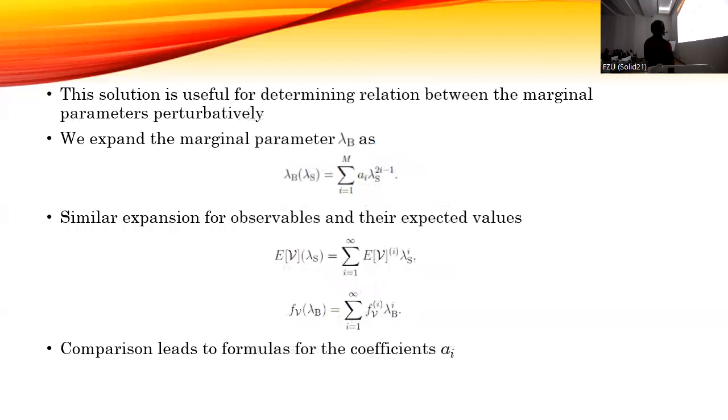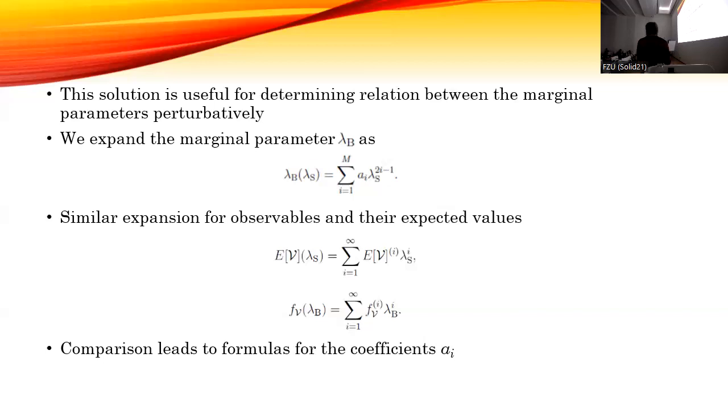So the main purpose of the solution is to determine the relation between the two marginal parameters, and we do it once again as a power series. We write lambda b as some polynomial in lambda s, where we have only odd powers because of the symmetry. So we expand the marginal parameter like this, and when we compute observables of the solution, they also have the form of polynomials in lambda s. Then we can take this expression, insert it into the expectation values for the marginal fields, expand them, and we get such a function, and we compare them, and this gives us some relations for the parameters a_i.